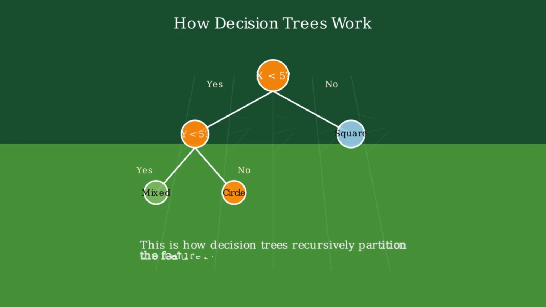And this is how decision trees recursively partition the data based on feature values, creating a series of decision rules that lead to predictions.